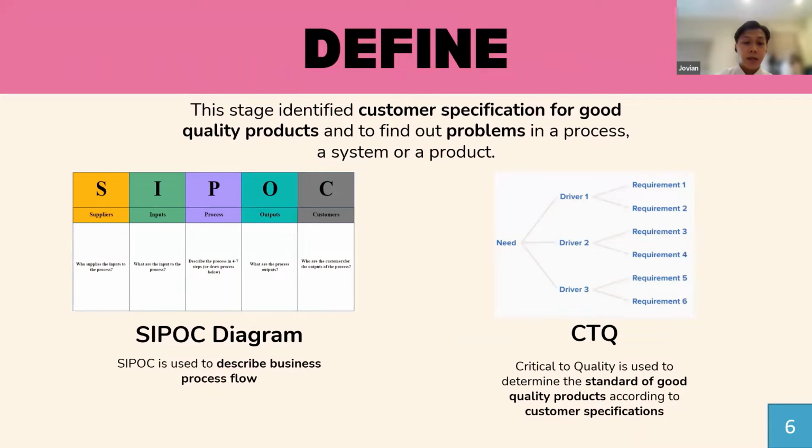This is the define stage, which is useful for identifying customer specifications for a good quality product. There are 2 tools that are used in this stage. The first one is the SIPOC diagram, which is used for describing the business process flow from ordering material from the supplier to delivering products to the customer. The second one is critical to quality, which is used for determining the standard of good quality products based on customer specification.